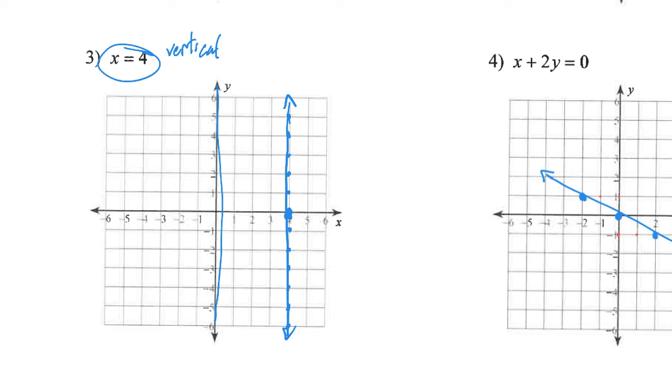When you get to the y equals, you're going to have a horizontal line. Okay? So they said y equals 4. Y equals 4 would go through the 4 on the y-axis and go parallel to the x, perpendicular to the y. Okay? So there's that. If you got questions, let me know.